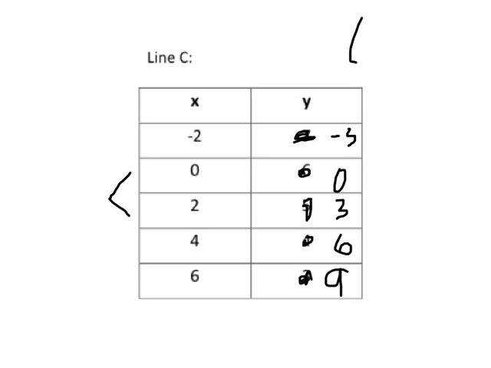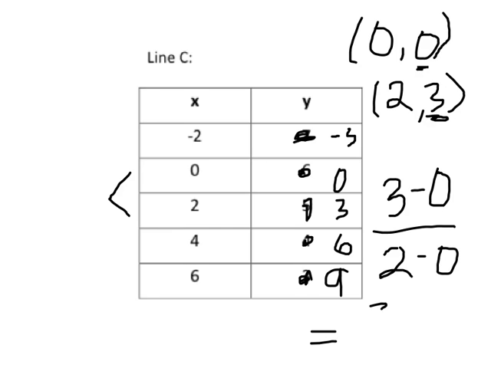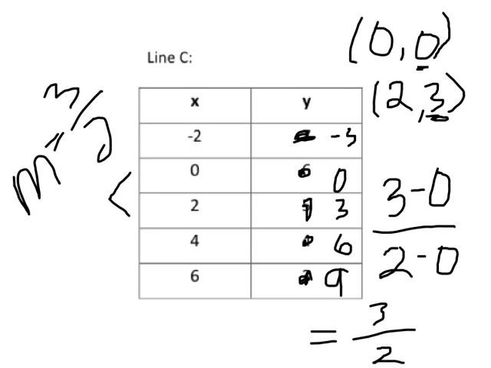So my points are going to be 0, 0, and 2, 3. What are my y values? My y values are 3 and 0. I'll subtract my y values on top, and then I'll subtract my x values on the bottom. 3 minus 0 equals 3. 2 minus 0 is 2. So my slope, my m, is 3/2. Would my slope have been the same if I checked these 2 points? Yes, it would have been. So I know that my m is going to be 3/2.